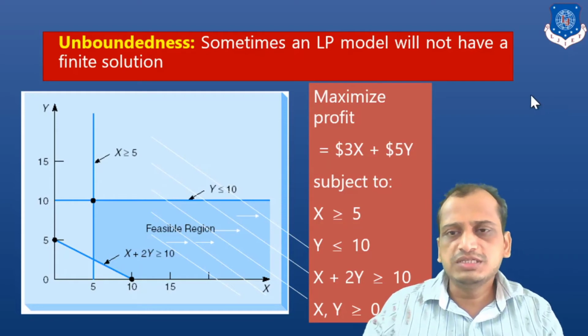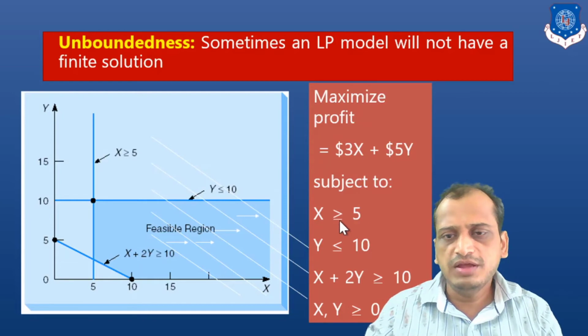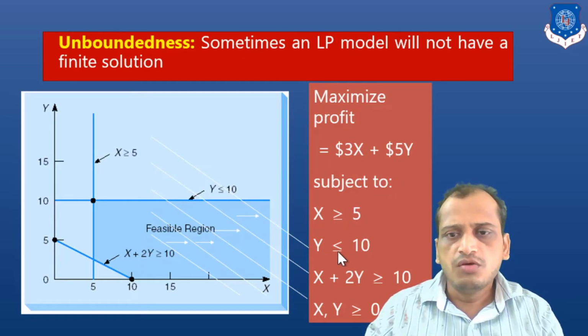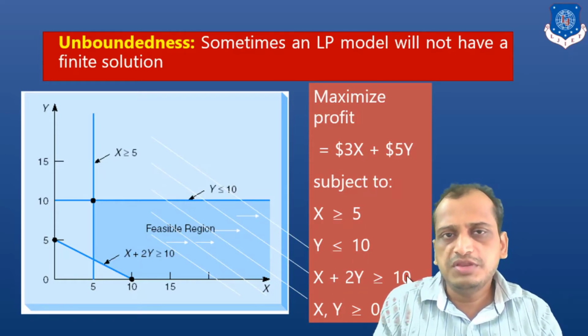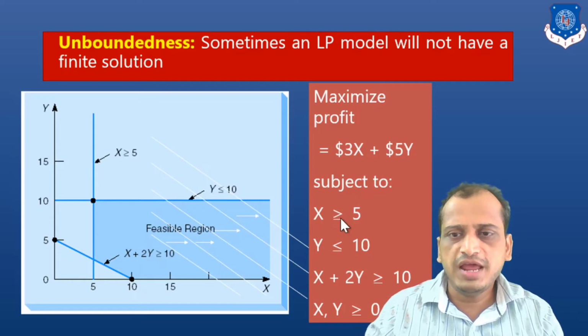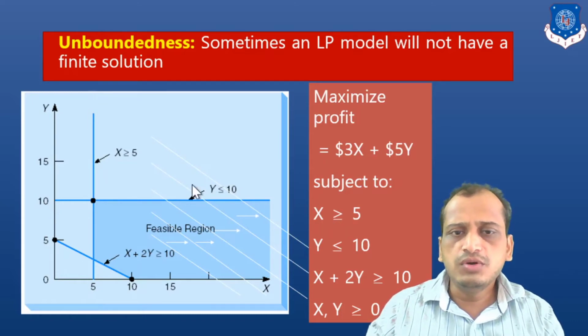Here an example is given: maximize profit equal to $3x plus 5y, subject to x greater than or equal to 5, y less than or equal to 10, x plus 2y greater than or equal to 10. Also the non-negativity constraints, x and y are greater than or equal to 0. So let's first plot the constraint x greater than or equal to 5, which is this vertical line. Clear? Greater than or equal to means the feasible region lies away from the origin.